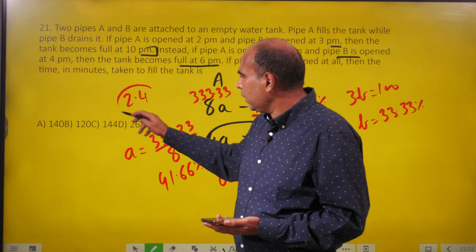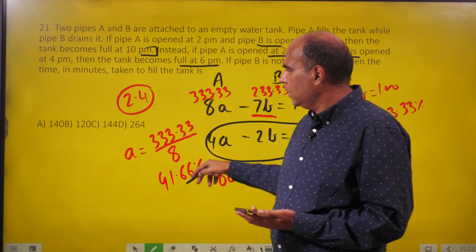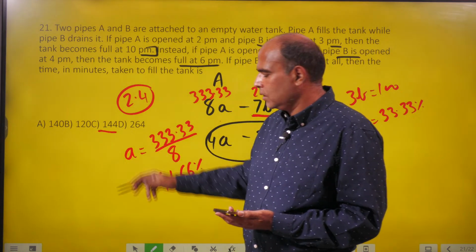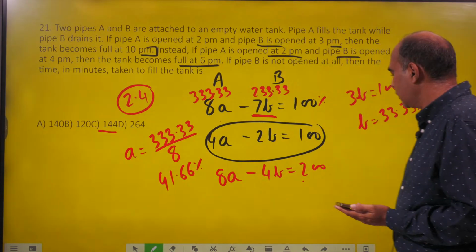So 2.4 hours lag raha hai, 100 divided by 41.66. Question pucha hai minutes mein, 2.4 hours is 144 minutes. So that's why option C is the right answer.